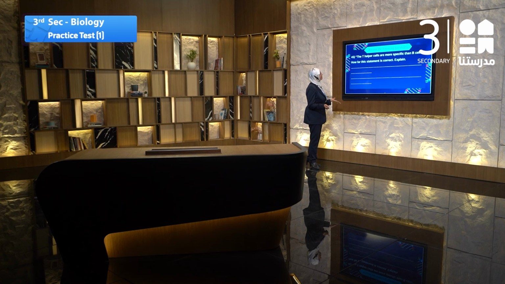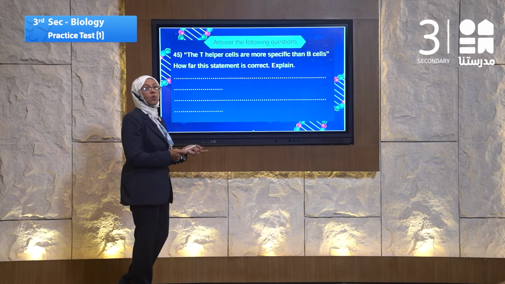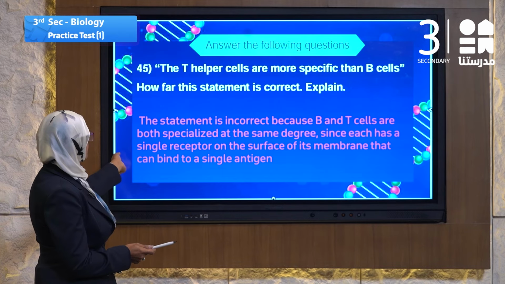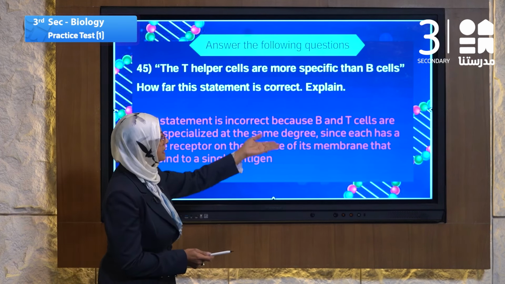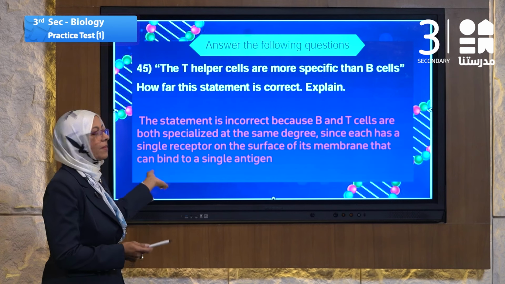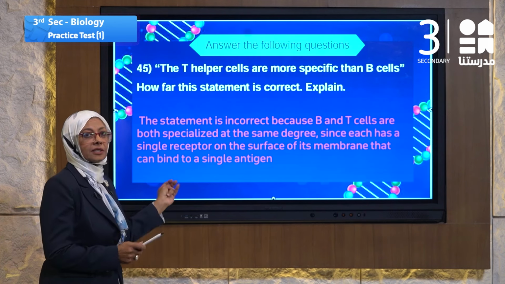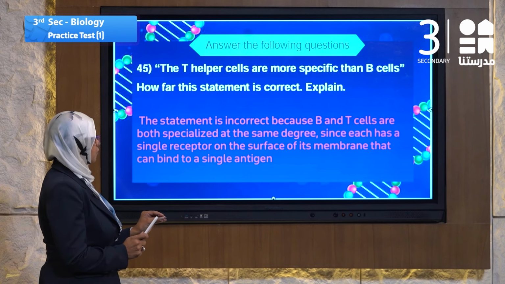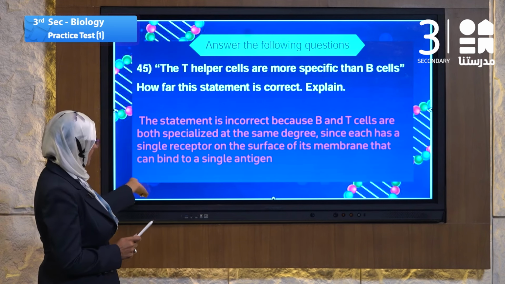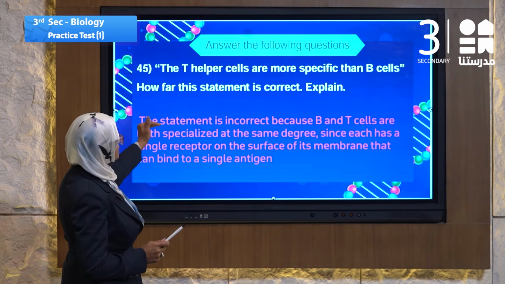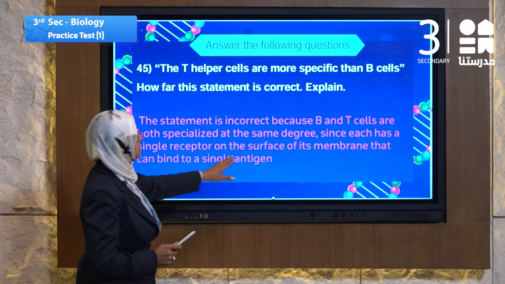Is this sentence correct? T helper cells are more specific than B cells? I think it's not correct. They are both specific. One of them is specific in its function and the other is also specific in its function. Let's write and explain. The statement is incorrect because B and T cells are both specialized, yes, both of them in the same degree, since each has a single receptor. Each one has a specific receptor on the surface of the membrane that can bind to a single antigen. All of them are specific, so this sentence is not correct. It's a wrong one, and this is the explanation.